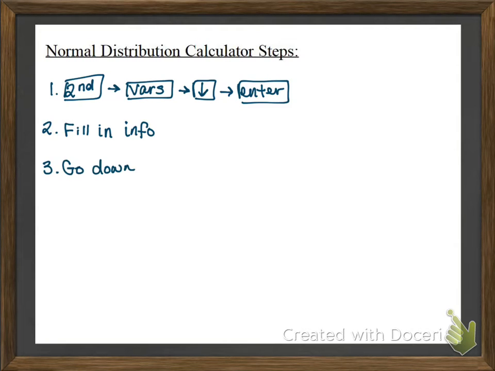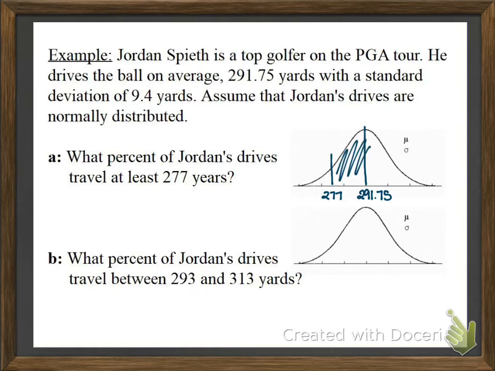Once you fill in all your information, go down to paste and press enter 2 times. On these examples, we did these the other day, but using z-scores and that z-score table. This is just us using the calculator instead to show that we can also get the same thing. So the first thing is putting our diagram together. We have the mean in the middle at 291.75, and then our boundary for part A is 277.